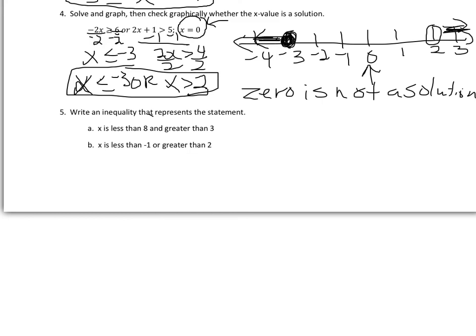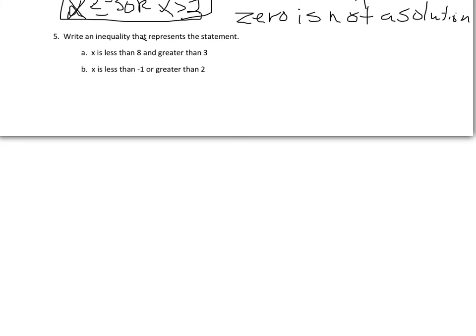All right, now let's look at number 5. It says write an inequality that represents the statement. It says x is less than 8 and greater than 3. So this is an and statement, so we know what kind of look that has. So put x in the middle here, and x is going to be less than 8, but it's going to be greater than that 3. So this would be your compound inequality for that.